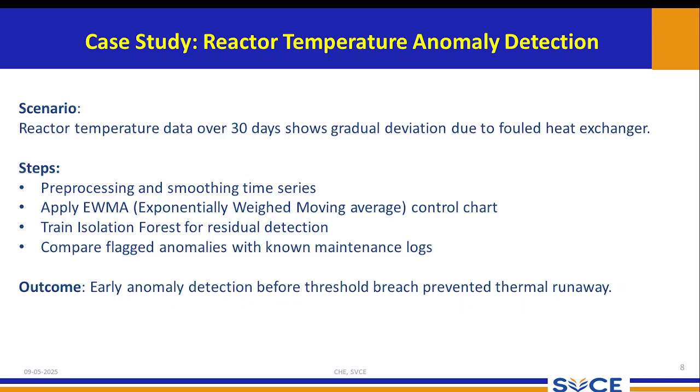Okay, so the outcome is early anomaly detection before threshold breach, which prevented thermal runaway. So early anomaly detection, what is the advantage? This is like preventive maintenance. Anomaly detection before threshold breach prevented thermal runaway.